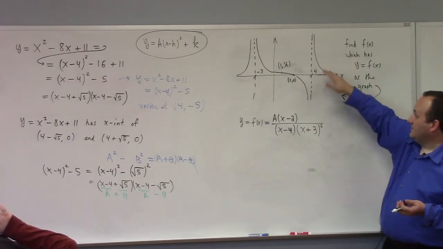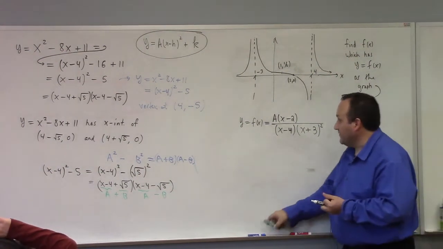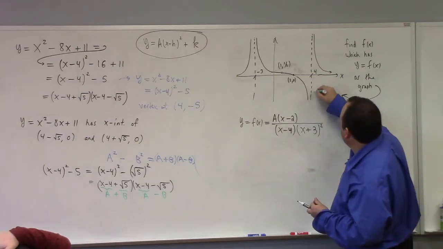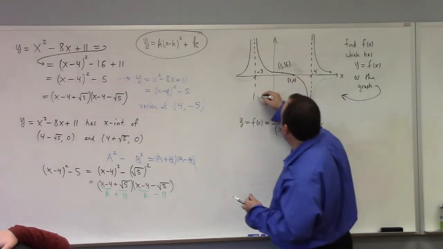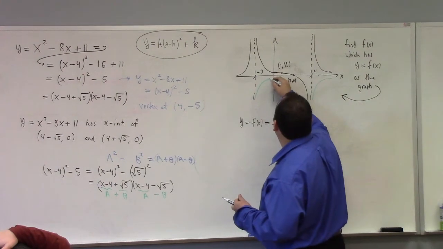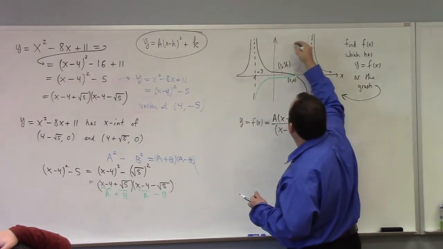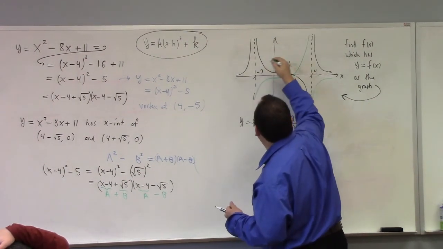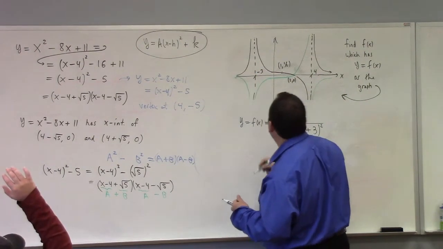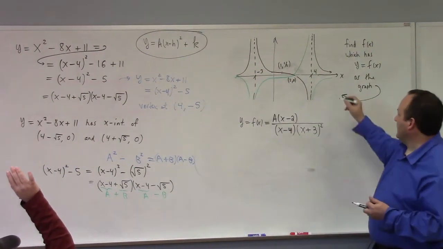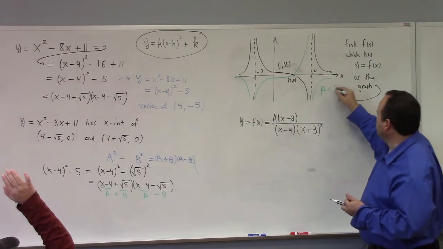If I had a negative, it would look like what I'm about to graph in green foolishly. It would look like this if a was negative, yeah? If a was negative, it would look more like this, yeah? That would be a negative. But anyway, let me erase that.